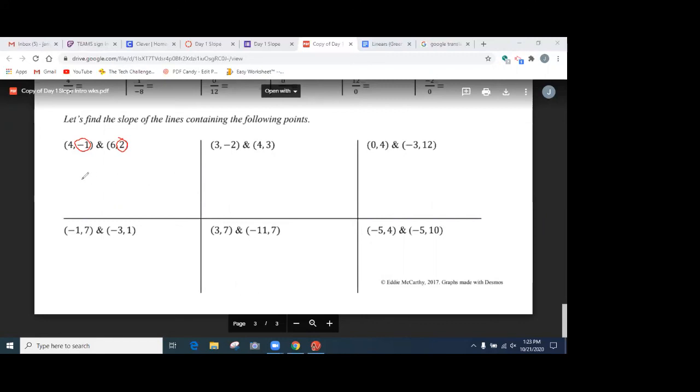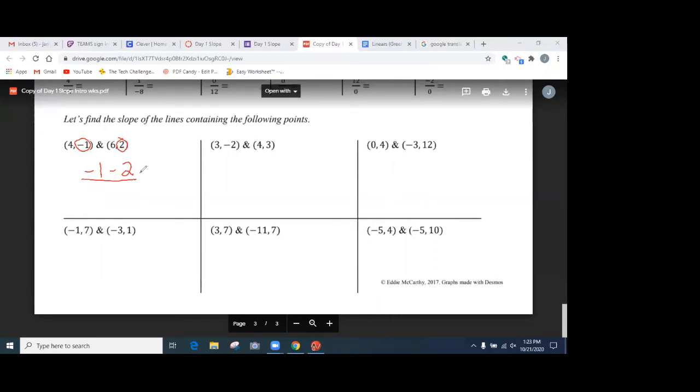All right, so you're going to draw a fraction bar. And the rule is we subtract the y's. It doesn't matter which one you use first. But me personally, I always put the first one I see first. So I put -1 minus 2. The first one you see is the first one you write down.